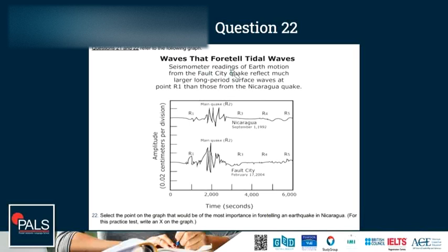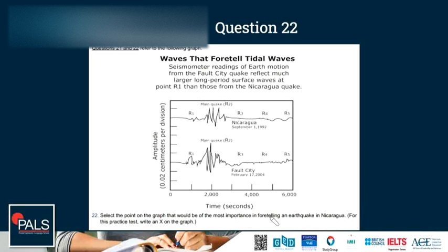It tells us seismometer readings of Earth motion from the Salt City quake reflect much larger long period surface waves at point R than those from the Nicaragua quake. So in both cases we have the R1, small quakes at R1, and then at R2 we have the main quake.